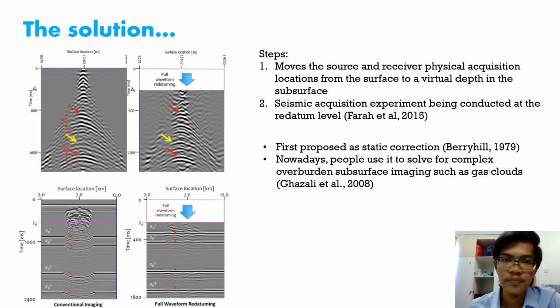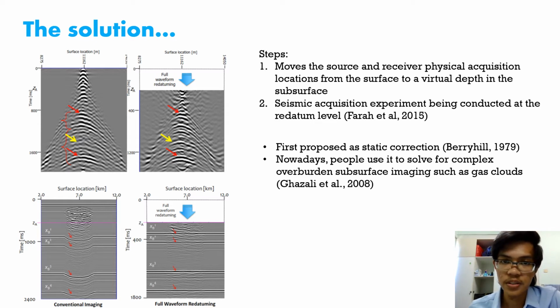The way seismic redatuming imaging works is by moving the source and receiver locations from the surface, or the old datum, to a new virtual depth. This is called redatuming. After that, we use that new redatum level for seismic acquisition.